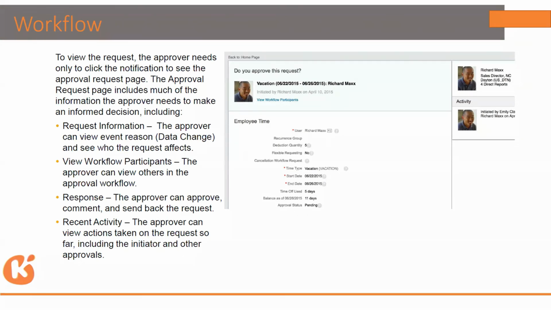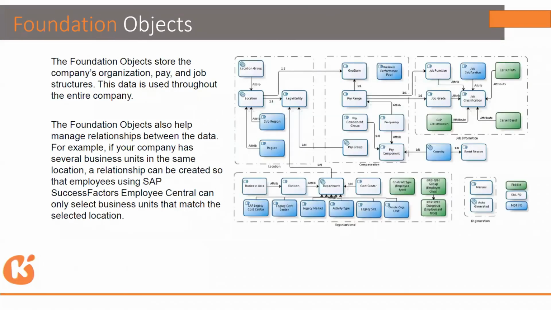Then there are foundation objects. Foundation objects are just corporate data. For example, you will see location group, location, legal entity, business area, division, department, cost center, geo zone, pay range, pay component group, pay group, and pay frequency. All these are your foundation objects.